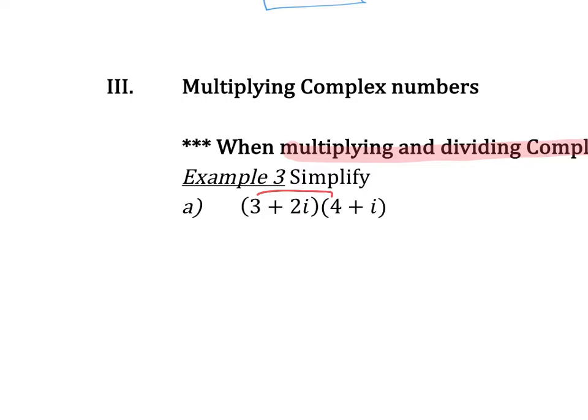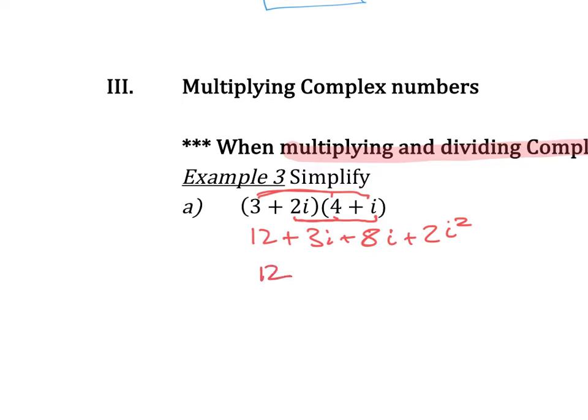Let's distribute. 3 times 4 is 12. 3 times i is 3i. 2i and times 4, again, just like it's a variable, that would be 8i. 2 times 4 is 8. And then 2 times i is 2i. Ooh, squared. i times i is i squared. So 2i times i, we get i times i, and that gives us i squared.